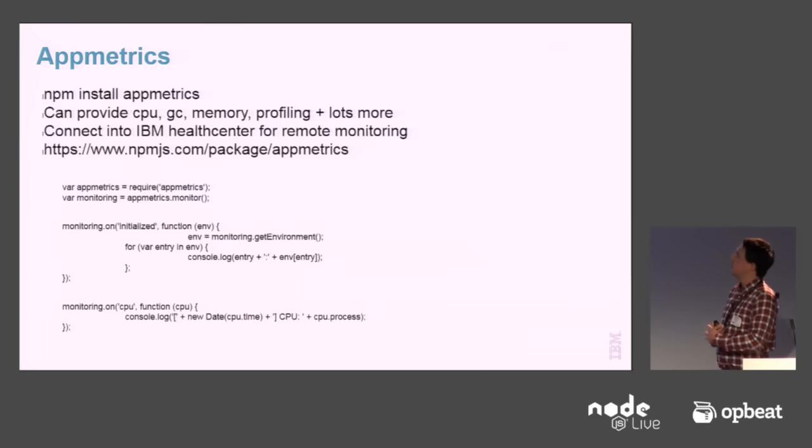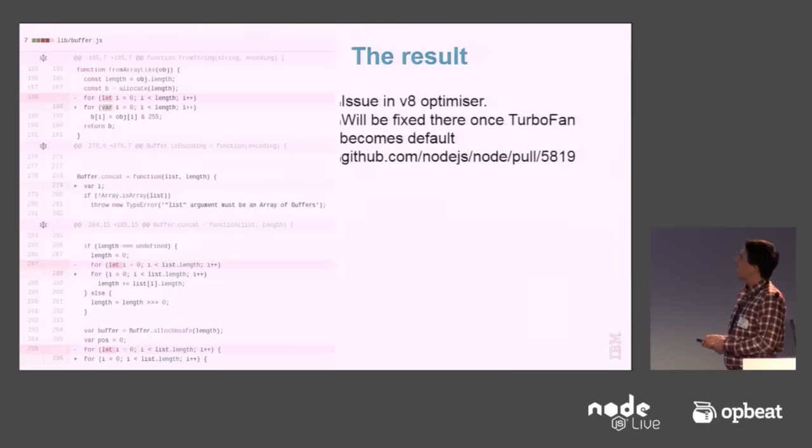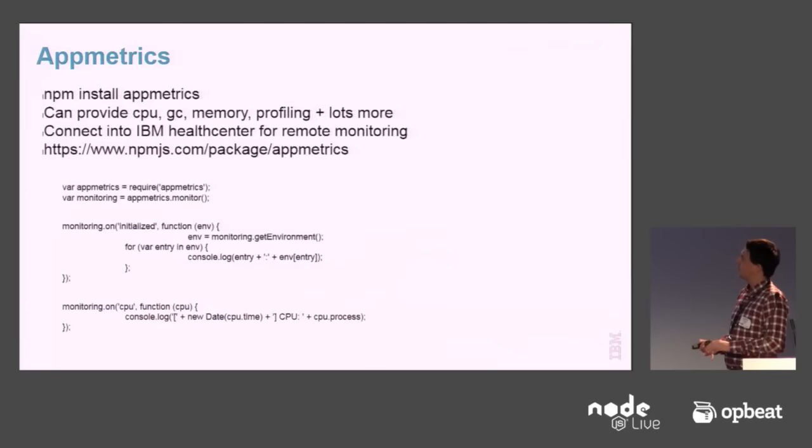Another option that you could use is something such as Appmetrics, which Andy mentioned before, available on NPM. You can get all sorts of CPU, GC, memory and profiling information out of V8. You can either add the information that you want programmatically, like this, turning on when we get CPU information and printing it out to console. Or you can connect IBM Health Center to it over the network and connect directly in, which also allows you to enable and disable the method profiling as you require.